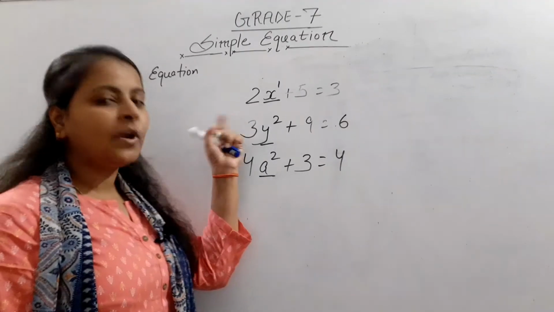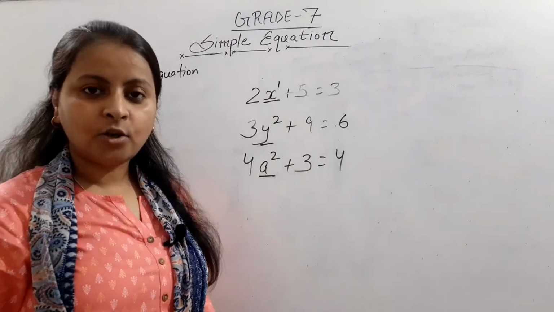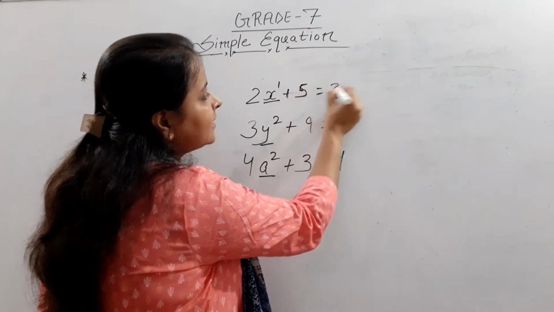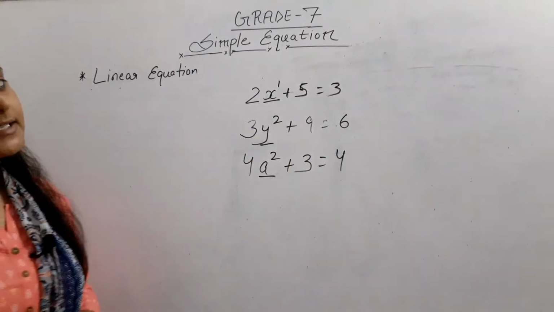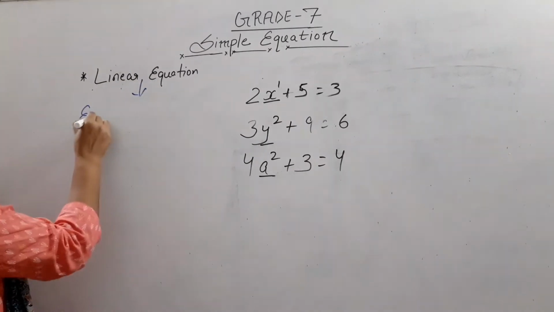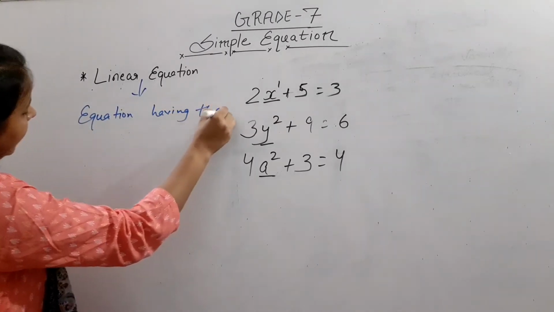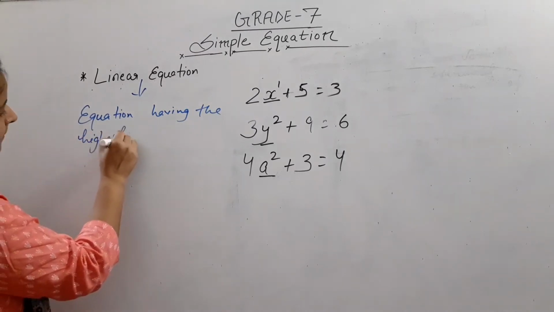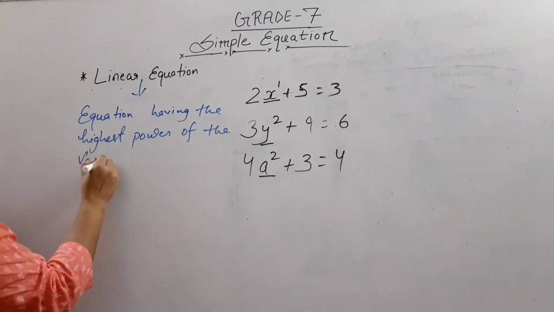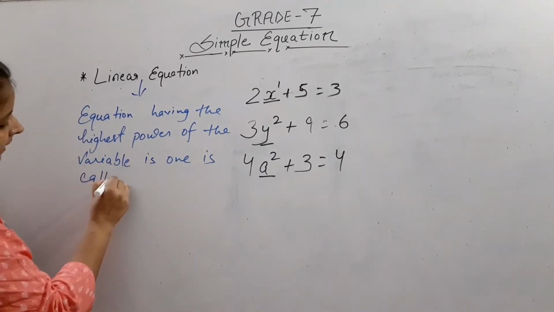Students, the equation in which the highest power of the variable is 1 is called a linear equation. So what is linear equation? Equation having the highest power of the variable is 1 is called linear equation.